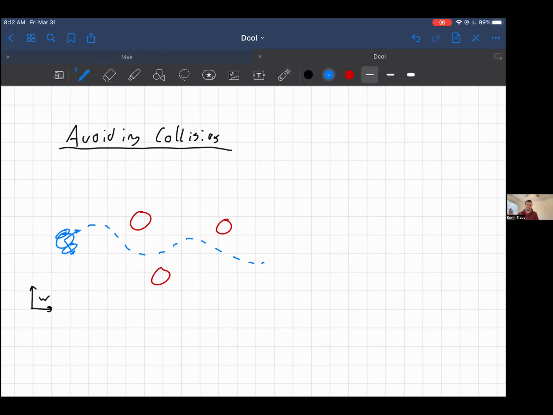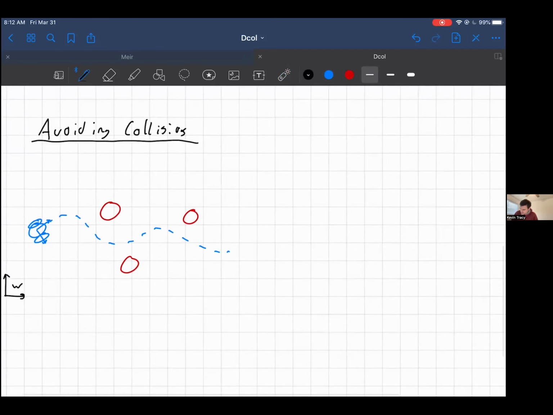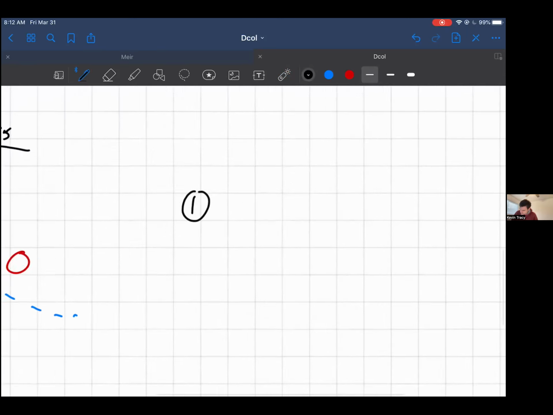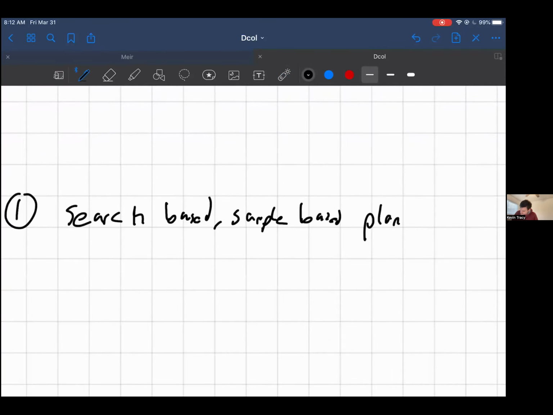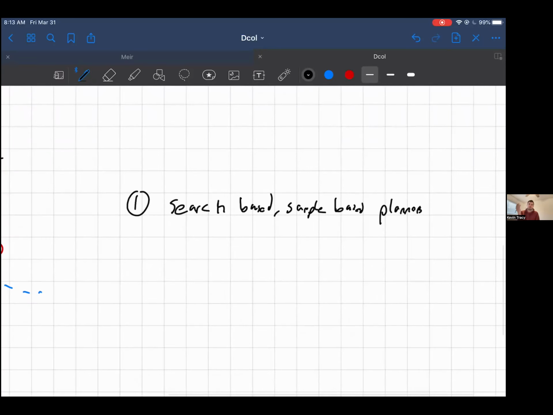So what I'm going to do is detail three generally common ways that people deal with these things. And maybe this is something that you'll use in one of your projects. So the first way is search-based and sample-based planners. By search-based, I mean that I can use graph search or tree search. And for sample-based, I'll write down some examples.